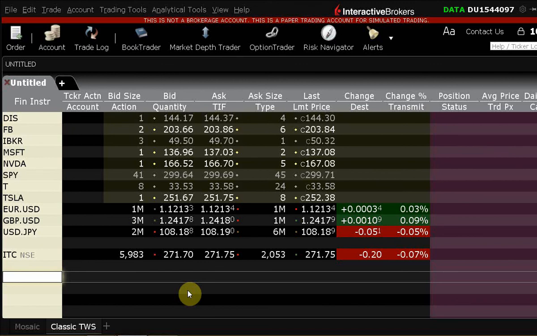Yes, sir, but in ITC, it's written over there, ITC, NSE. So when you are trading through TWS, you have only the option of selling and buying. So how will you sell it on the BSE? You get only the option of selling.